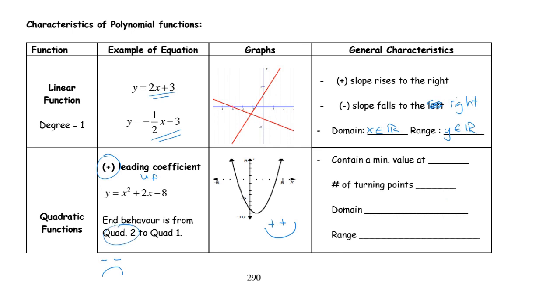This one goes from quadrant 2 to quadrant 1. It contains a minimum value at -9. I can read that off the graph right there. There's that vertex, that minimum point. It's got one turning point. Its domain, and we're referring specifically to the one we're looking at right here, is all reals. Its range, though, is going to be greater than or equal to -9. These two are related. When I identify a maximum or a minimum on a quadratic, that is going to be related to the range.